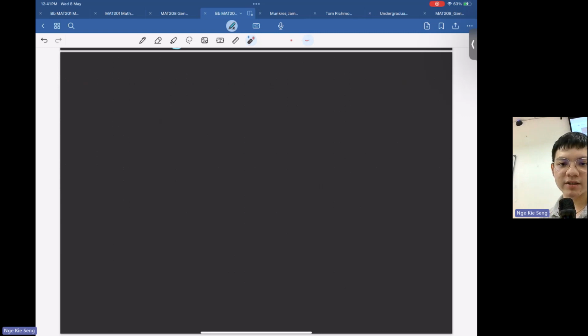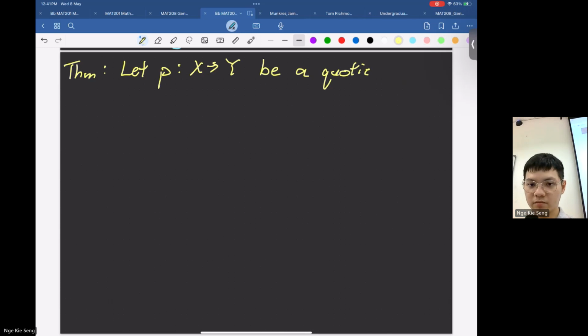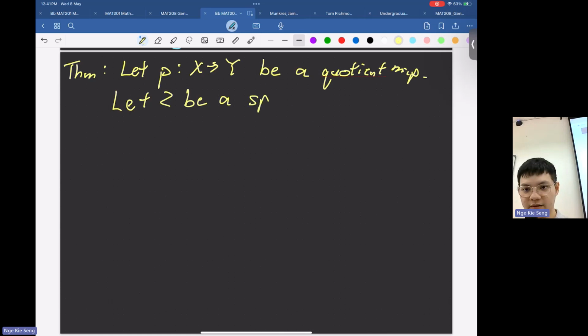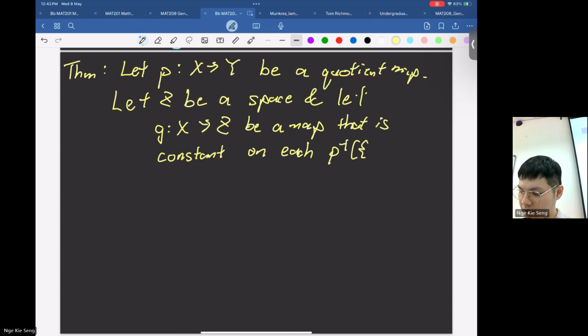All right, before we leave quotient space, there are a few more properties that I want to discuss, but we won't prove them. For example, this one: let P from X to Y be a quotient map, and let Z be a topological space. I guess they just wrote space here. And let G be a map from X to Z that is constant on each P inverse of Y, for every Y.